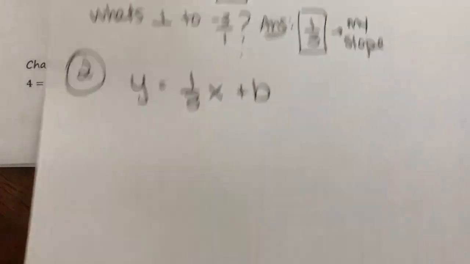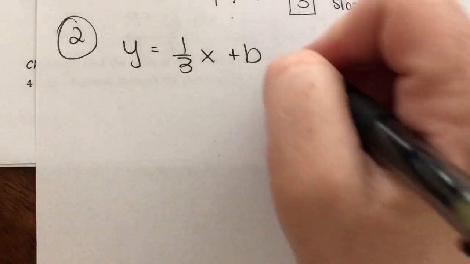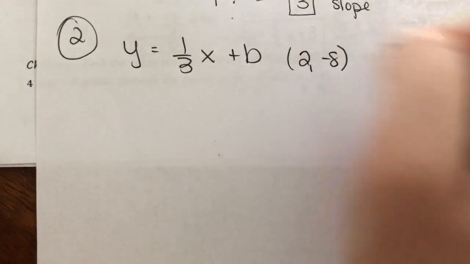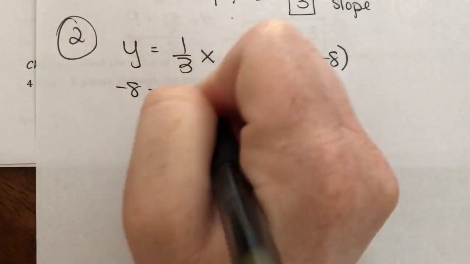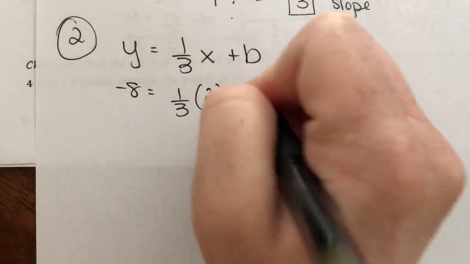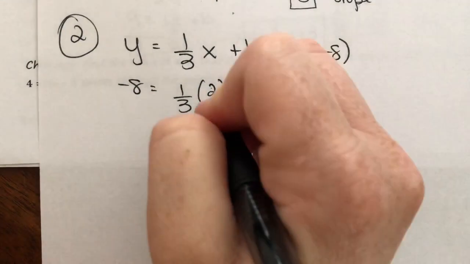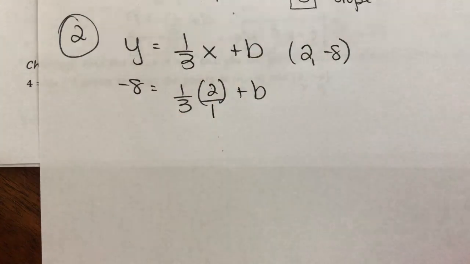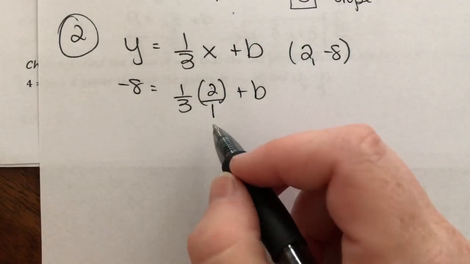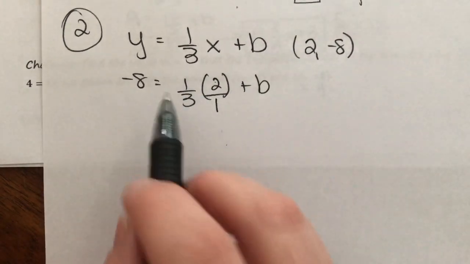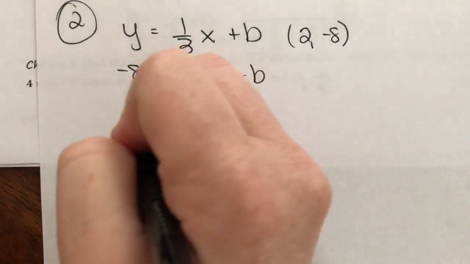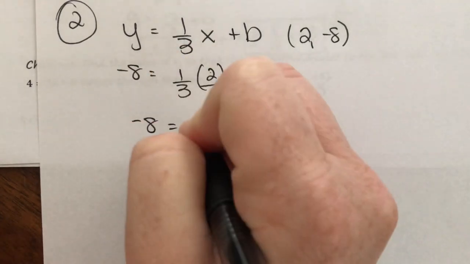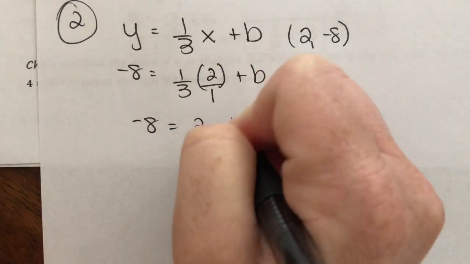X is 2, y is negative 8. And I'm going to plug negative 8 in for y and 2 in for x. Okay, so now I'm going to start simplifying. I'm going to make 2 a fraction just by putting it over 1. And for fractions, when I multiply, I just multiply straight across the top, straight across the bottom. So I'm going to get 2/3 plus b.